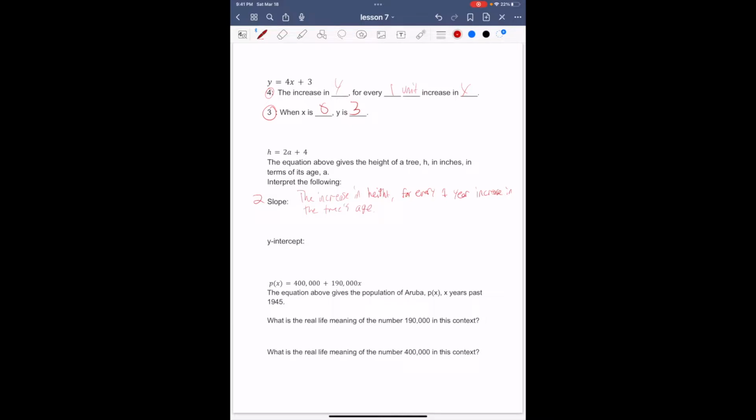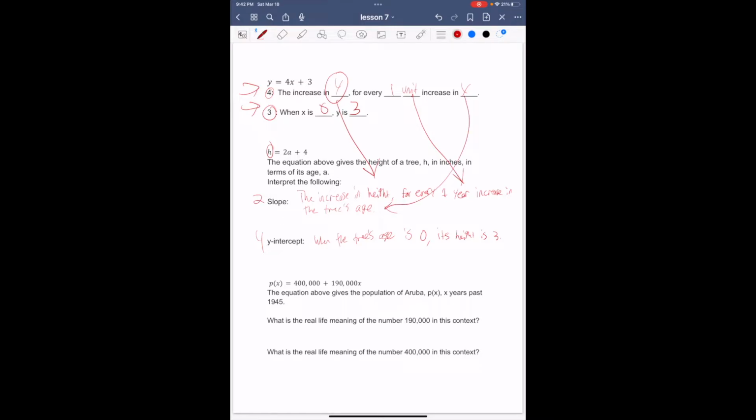The y-intercept, that's the number 4. And that's when x is 0, y is 3. So when the tree's age is 0, that's when x is 0, its height is 3. So what I did here is I had these two sentences. When I saw y, I plugged in height because that's y. When I had a unit, that's just a year, and x is the tree's age.